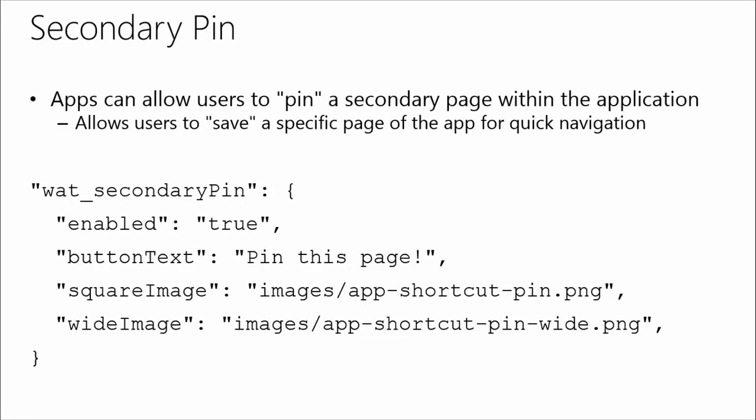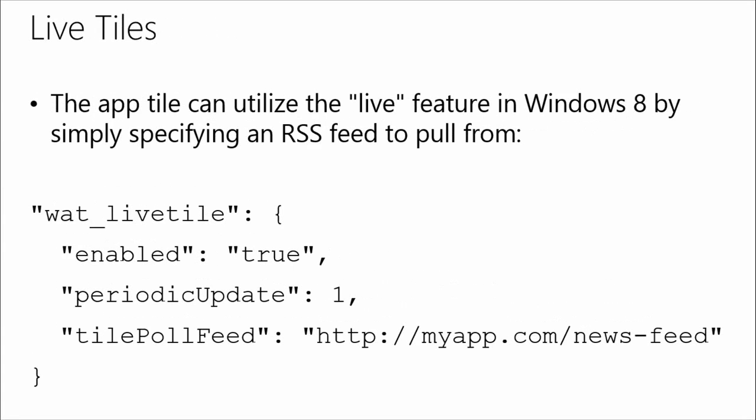When it comes to the secondary pin, it's just a declaration in the JSON file, as always. So pretty straightforward. You enable that secondary pin. You put a text in there for the button in your application to add the pin, and then you put the images that you want to show there, right? If you want the tile to be live, you add the live feed with the tile poll feed function, declarative again, and that's the way you make that tile alive.